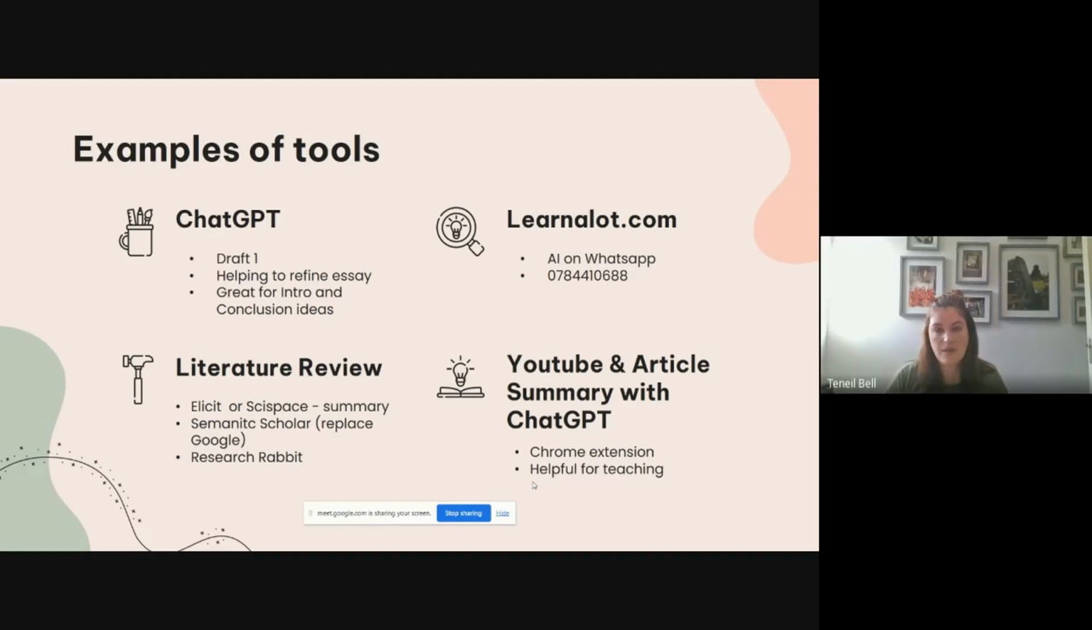It helps refine them. Another tool we use quite extensively is what I call AI on WhatsApp. It's a company called Learn a Lot. I've given you the number. It's great for me to have it out in clinical practice. If we aren't sure about something, throw a question into WhatsApp. It gives me an answer immediately.